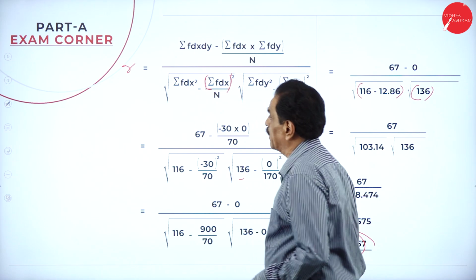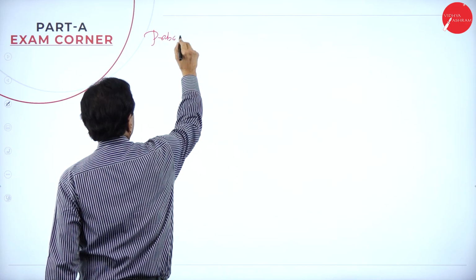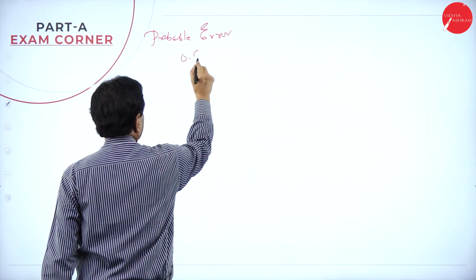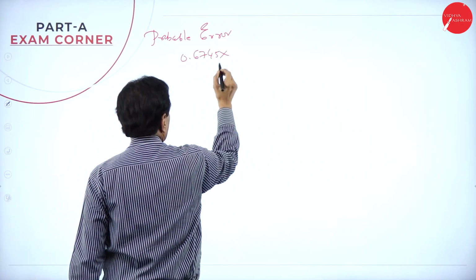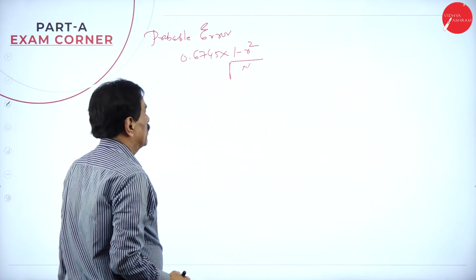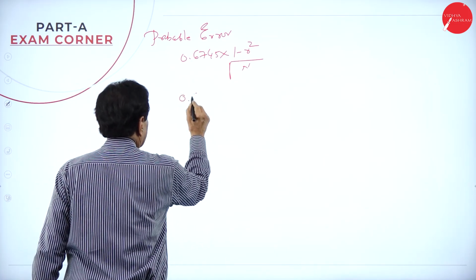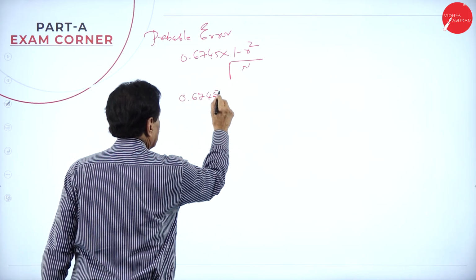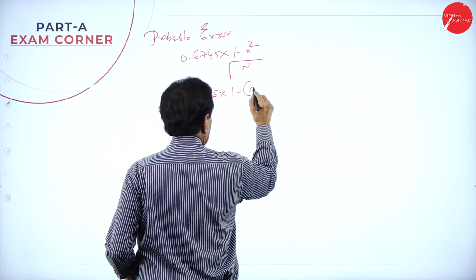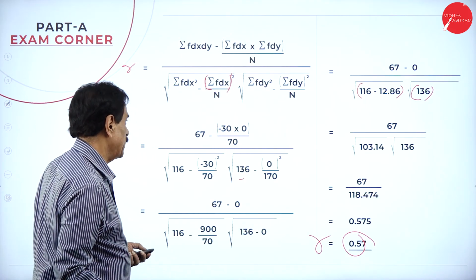Once you construct a table, then there is a word called probable error. 0.6745 into 1 minus r square divided by root of n is your formula. 0.6745 is a constant for all the problems. 0.6745 into 1 minus, what's your r? 0.57. 0.57 whole square, root of, what's your n? 70.